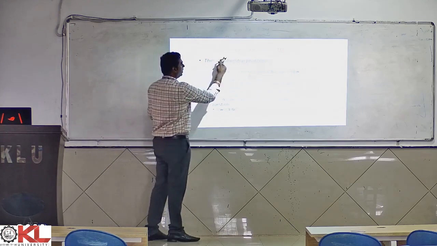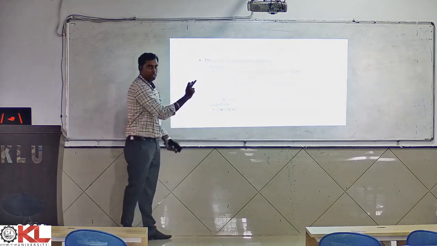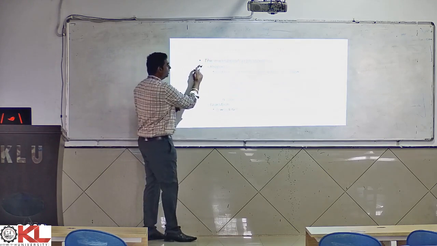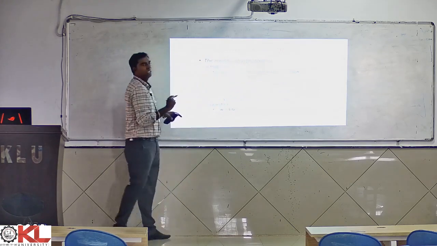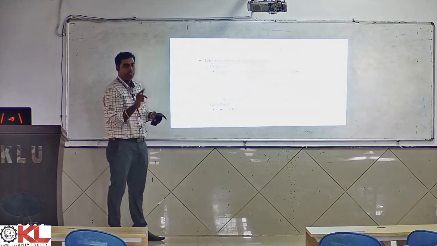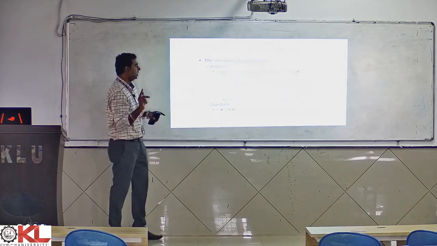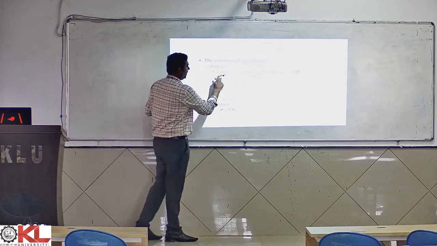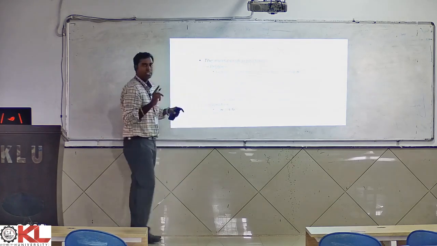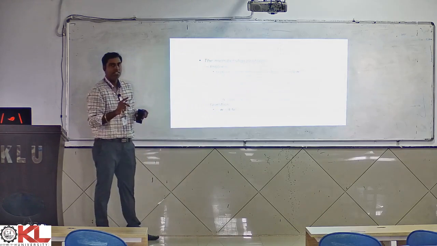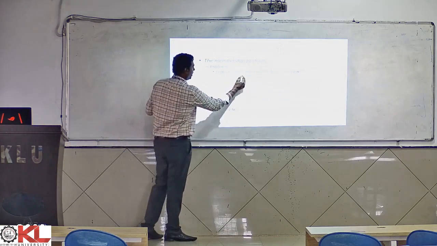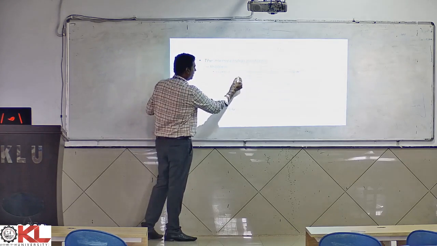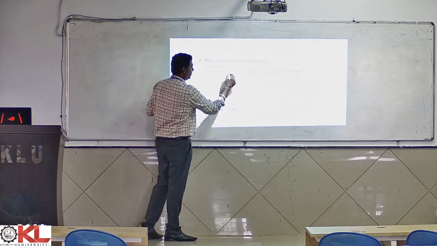So the CYK algorithm, as I already told, is also called the membership algorithm. It is used to find whether the given string of words belongs to the particular grammar or not. As I already told, context-free grammar consists of four major components. What are they? One is the starting symbol. The next one is the production rule or set of rules.